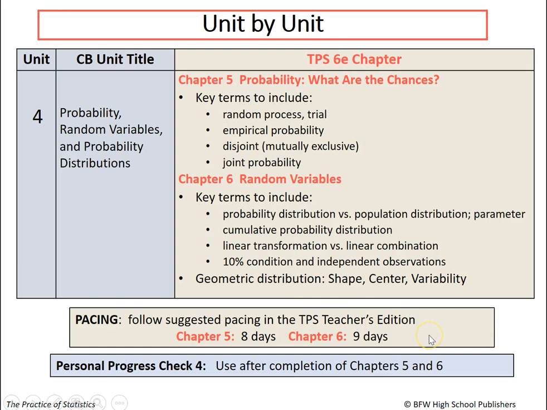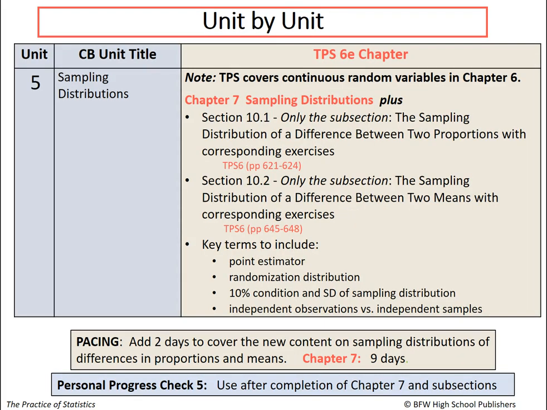So for the pacing, same as TPS 6 suggests, 8 days for chapter 5, 9 days for chapter 6 in our 110-day pacing guide. You can use Personal Progress Check 4 at the end of chapter 6. Unit 5 on sampling distributions.